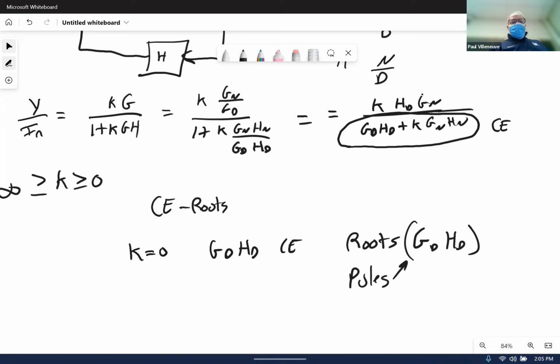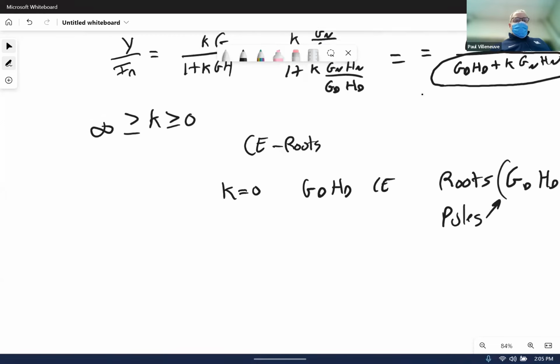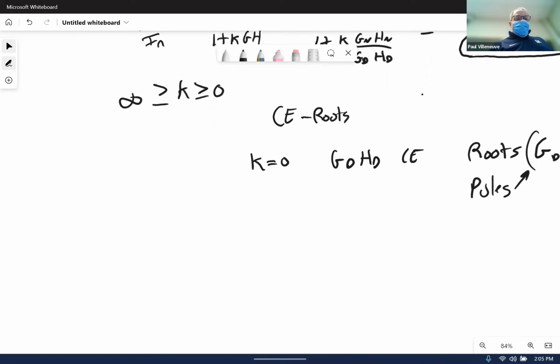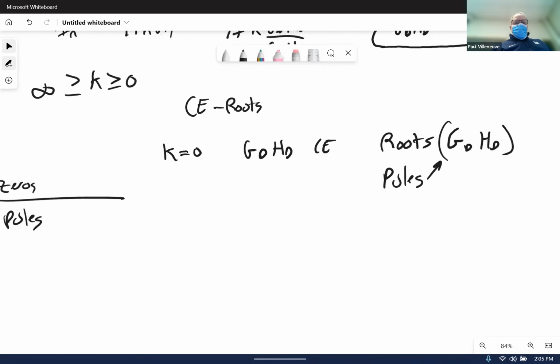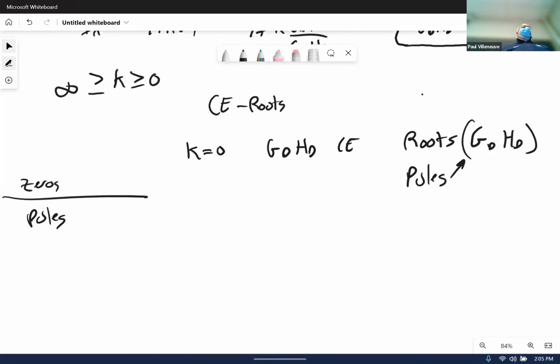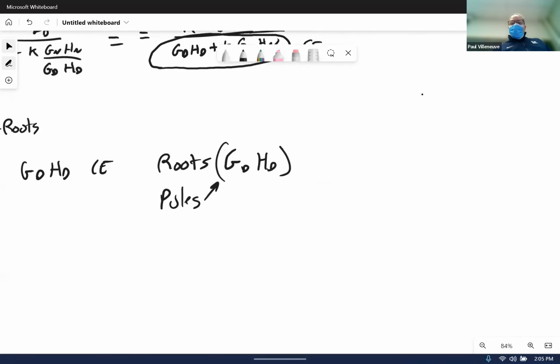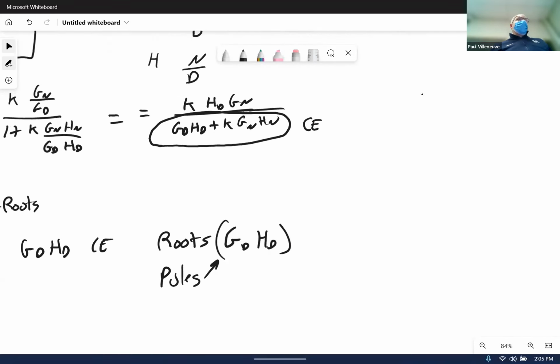Those are the terms that were originally in our system. So when K is a very small value, then all we're going to have is the poles of our original system. Remember the poles of our system, if we had a transfer function, we had zeros and we had poles. So when K is equal to 0, we're just going to end up with the poles. There's no numerator terms that are going to influence any of those poles.